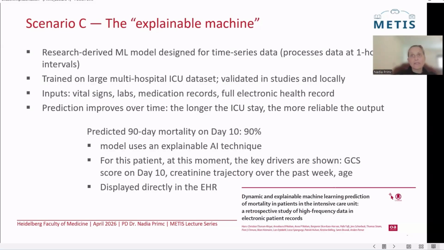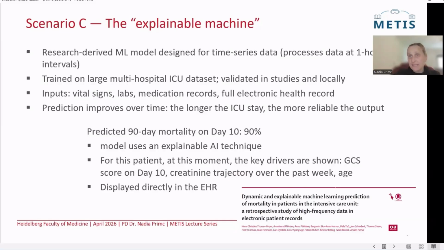What is also important is that its accuracy improves over the course of an ICU stay. So the longer the patient has been admitted, the more information the model has absorbed, the more reliable its prediction becomes. So it's less reliable on the first state of the patient in the ICU, and the longer the patient is in the ICU, the more reliable the system becomes.